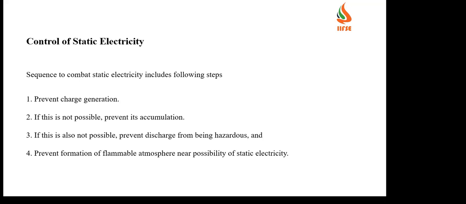Prevent formation of a flammable atmosphere near the possibility of static electricity. So in the other way, wherever there will be a chance of generation of static electricity, there we have to try to control the possibility of leakages or the possibility of formation of a flammable atmosphere. That means we should not create a hazardous place, so no chemicals or solvents should leak, and we should not create such an atmosphere.